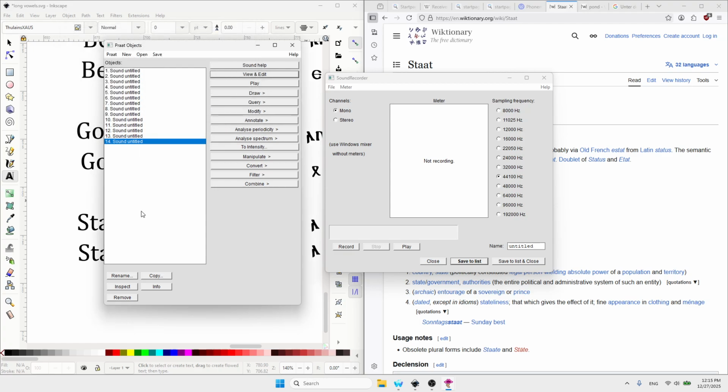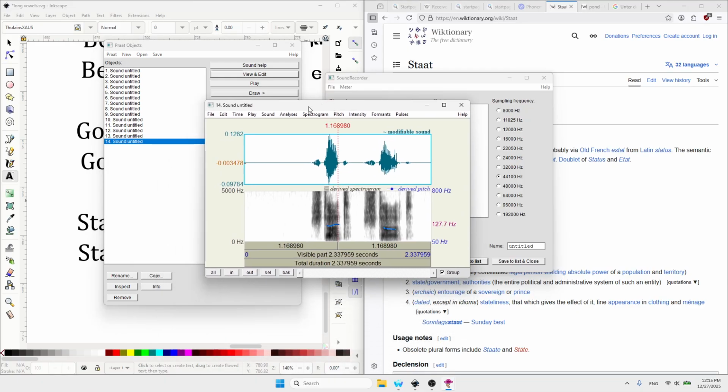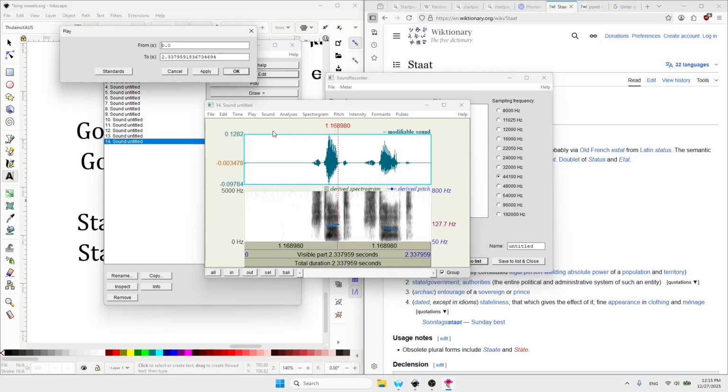Which button is the one I want? Okay, here. And here you can see here's the short one, here's the long one. Stadt, Staat, Stadt, Staat. It appears like I said this one a lot louder. I have no idea why.